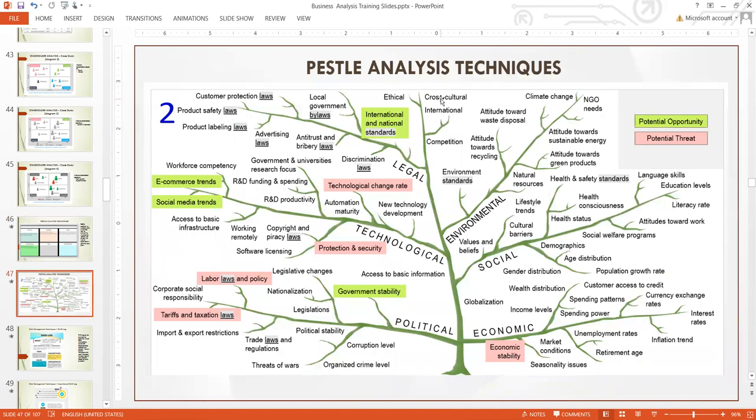Under this PESTEL analysis tree, this first branch is political. Then you need to understand their level of political inclination, how political factors can affect this project within the stakeholders or anybody. You need to find the stakeholders to manage within this line. Here is politics, political office holders. What can affect this project under the political branch is tariff and taxation. You need to find who is in charge of this tariff and taxation and work closely to understand what they want.